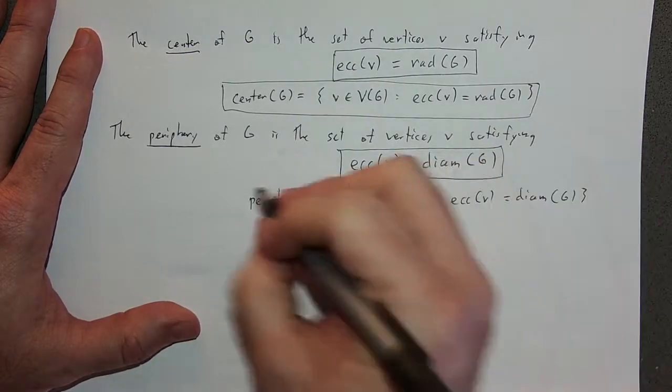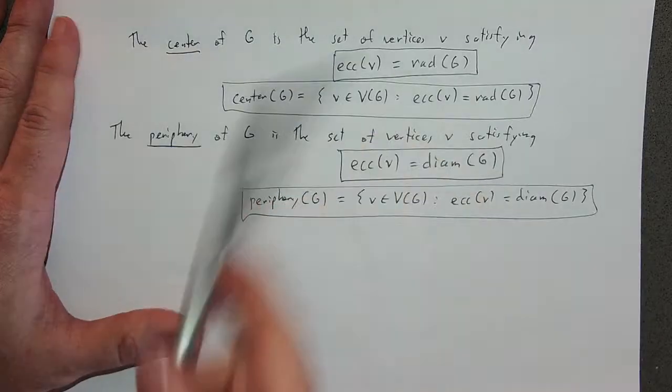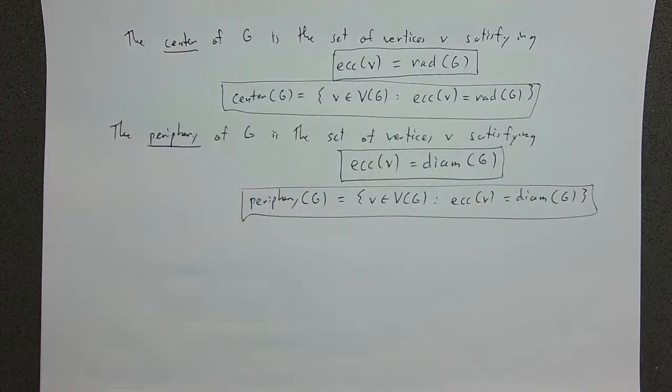So another way to rephrase this in words: the center of G is the set of all vertices that have the smallest possible eccentricity, and the periphery is the set of vertices that have the largest possible eccentricity. So the center is the set of vertices that are the closest to all vertices, and the periphery is the set of vertices that are the furthest from all vertices. Phrased in that way, all of this intuitively at least matches and makes sense. Okay.